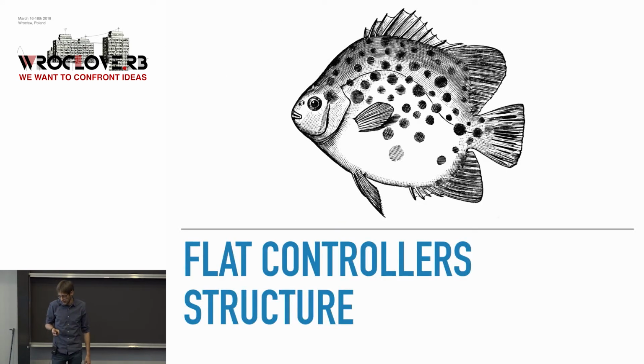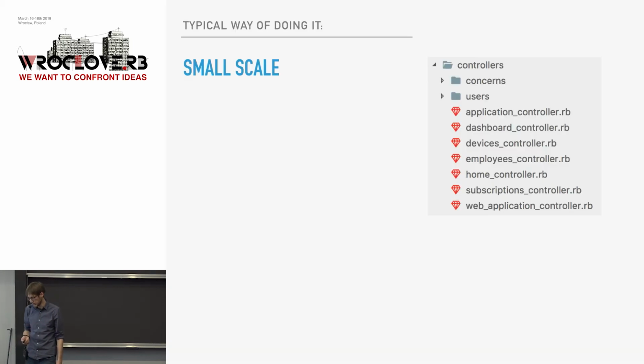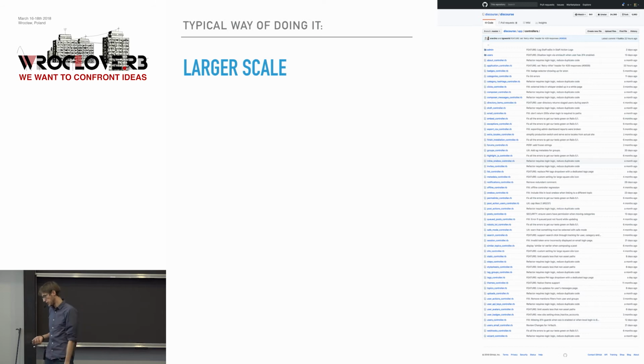The second thing is flat controller structure. Almost the same: we have a controllers folder, we put everything there, the structure is plain, and then it gets bigger, and we have plenty of controllers.